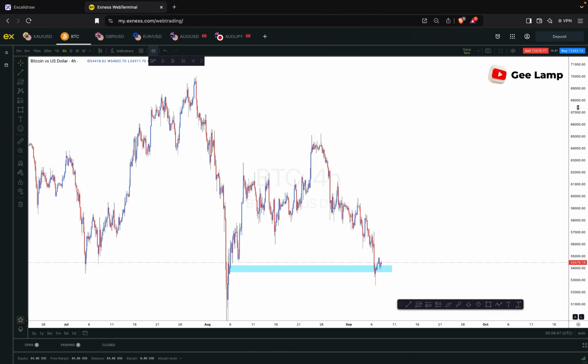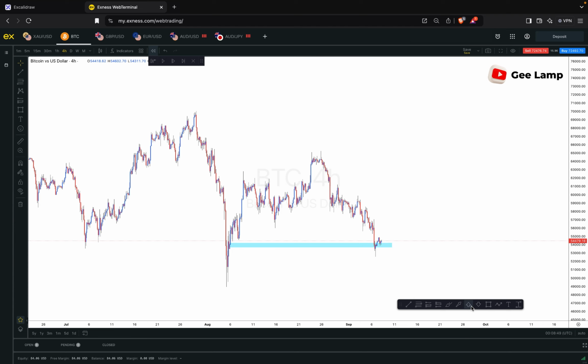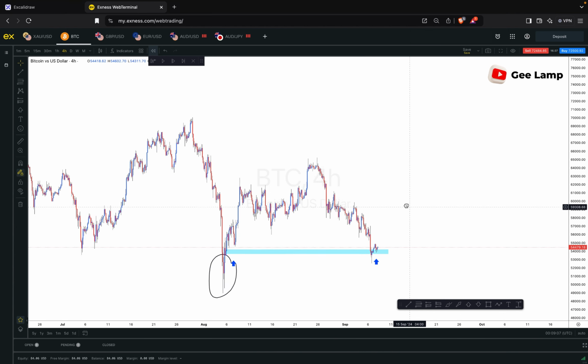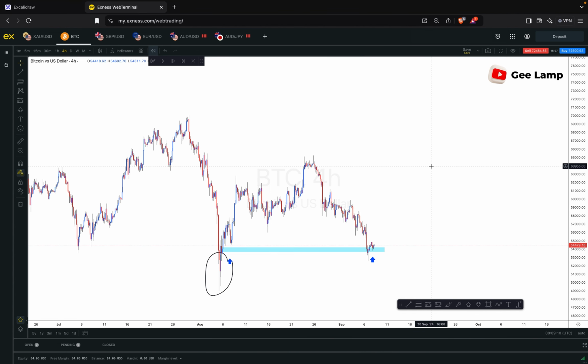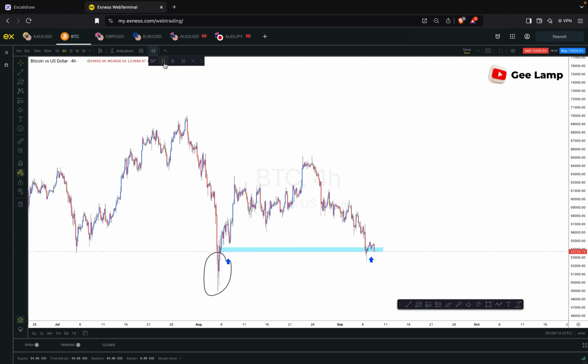Okay, so clearly we have price rejecting. So in the daily time frame, this whole movement here was a wick. Clearly we had a double bottom in the daily time frame. So this clearly explains to us that price is about to move to the upside. Okay, so let's see this.